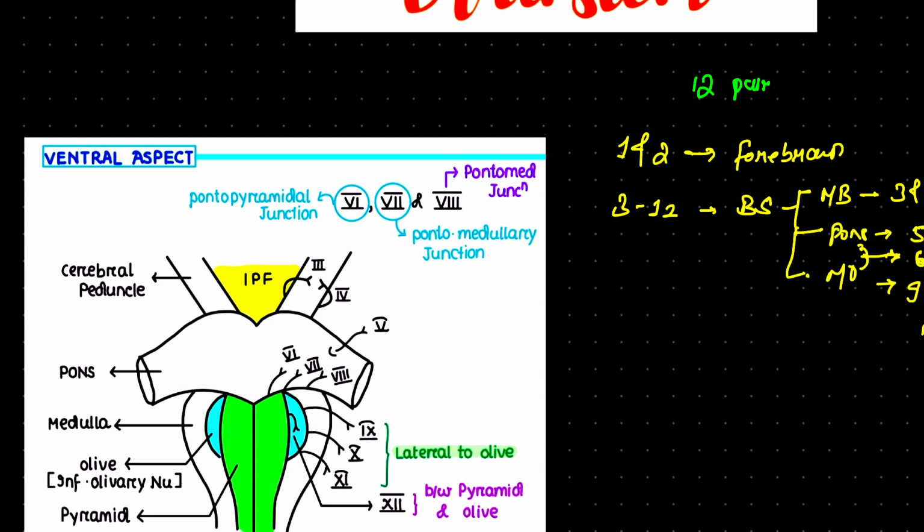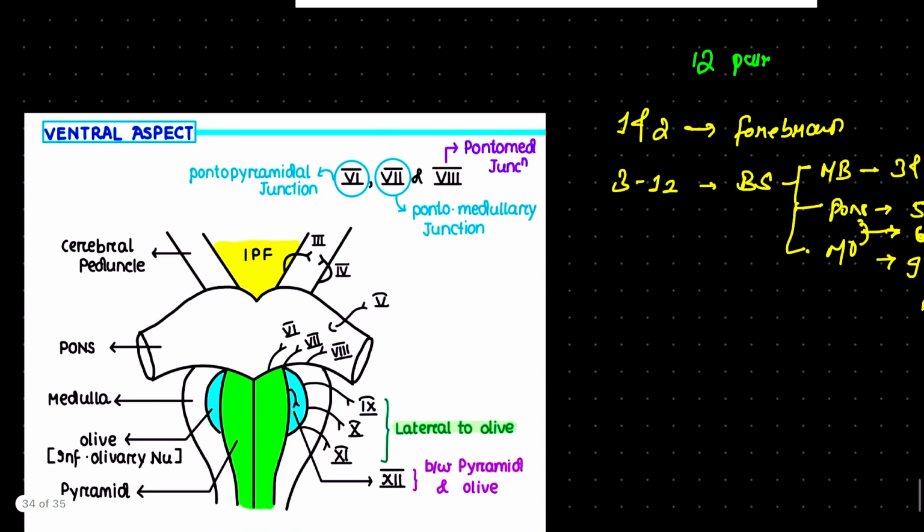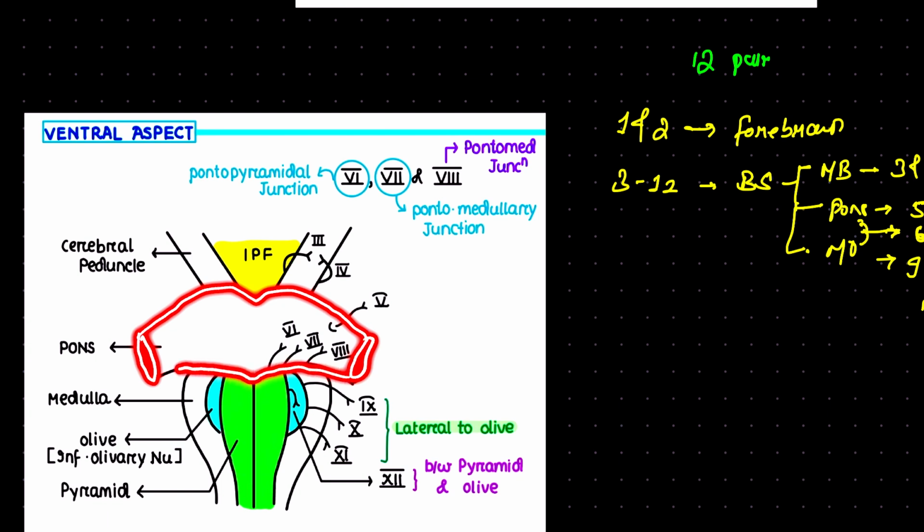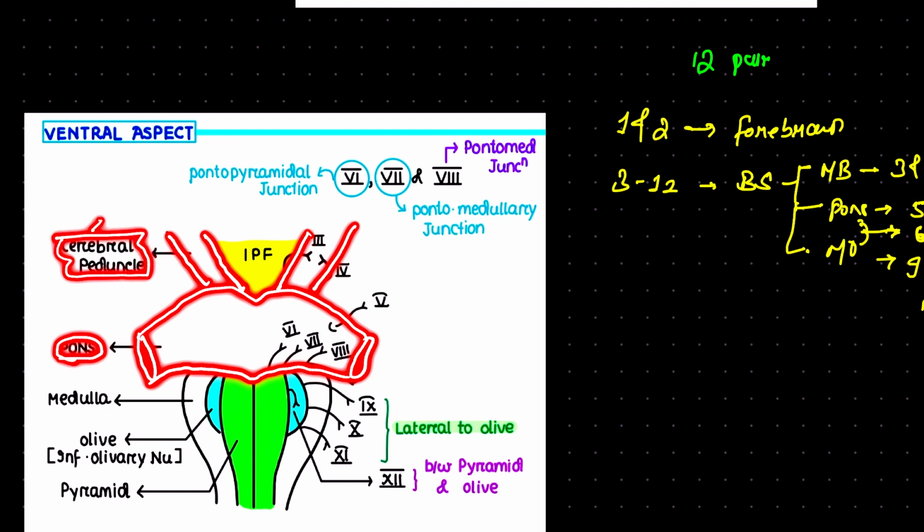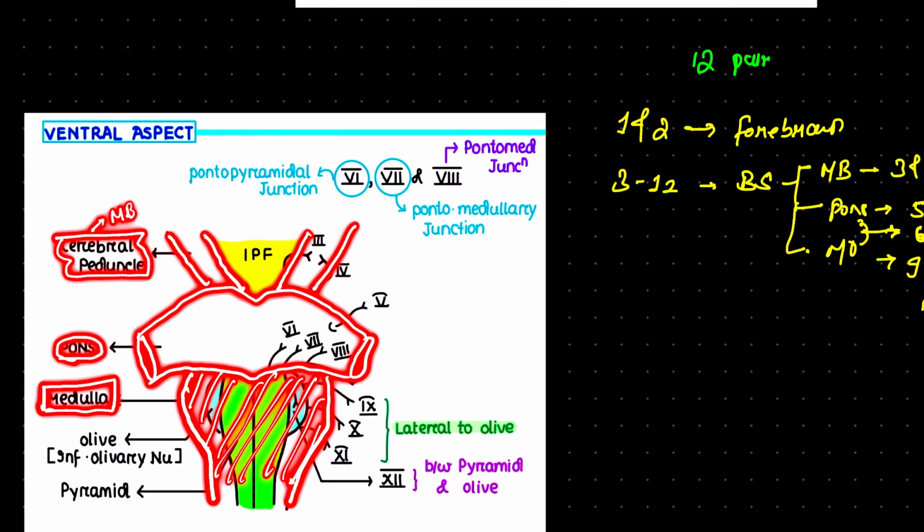I've already mentioned the brainstem consists of three parts. Initially, the structure that I'm highlighting here is our pons. And here you can see the cerebral peduncles. These cerebral peduncles are part of our midbrain. And here below you can see this structure, which is our medulla oblongata. So in brief, we know about the midbrain, pons and medulla oblongata.